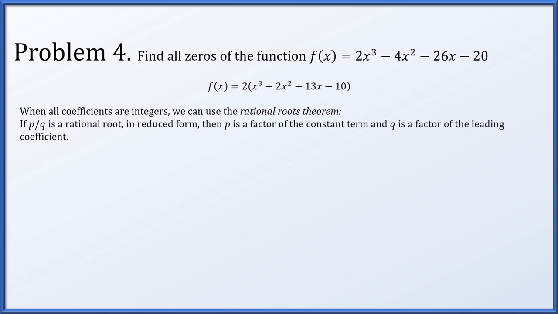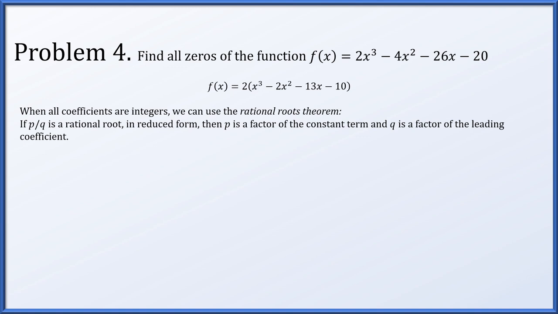If p over q is a rational number which is a root, where p and q are two integers written in reduced form, meaning there is no shared factor between p and q, then the numerator p must be a factor of the constant term, and the denominator q must be a factor of the leading coefficient.